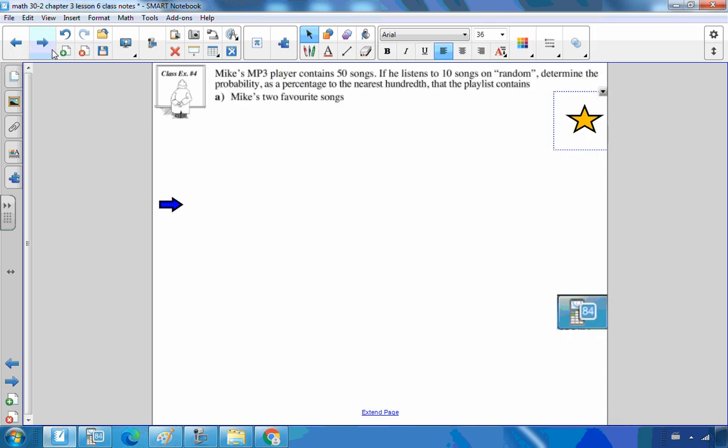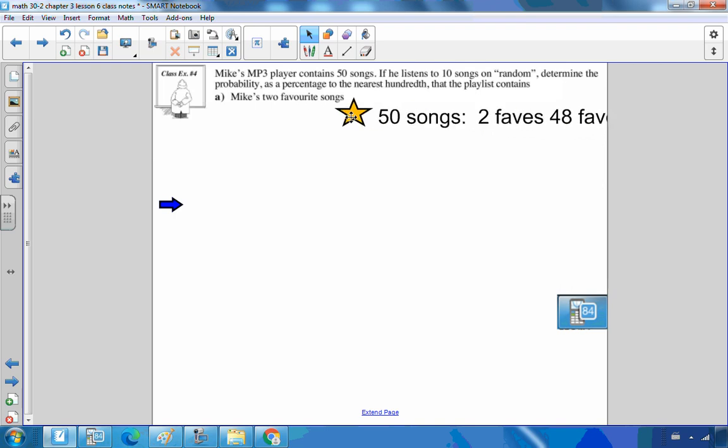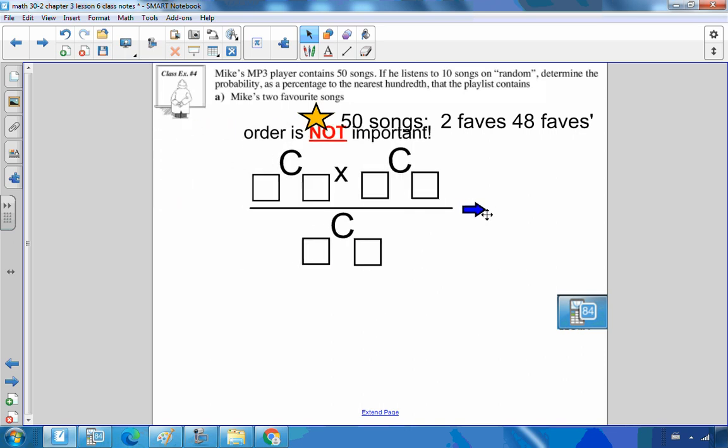Okay, Mike's MP3 player contains 50 songs. If he listens to 10 songs on random, determine the probability that the playlist contains Mike's 2 favorite songs. Okay, so of his 50 songs, he has 2 favorites and 48 other songs that he really likes. They're just not his favorite. So we want to determine the chance of this happening.